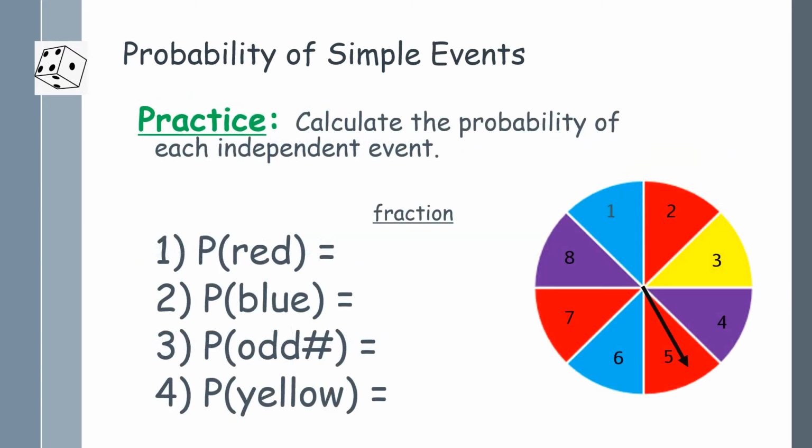Now let's do some extra practice. We're going to calculate the probability of each of these independent events. So the first one is we want to find the probability of the spinner when we spin it one time landing on a red space. So we're going to look at the spinner on the right and write the fraction representing the probability of landing on a red space. Whenever possible, be sure to simplify your fractions.